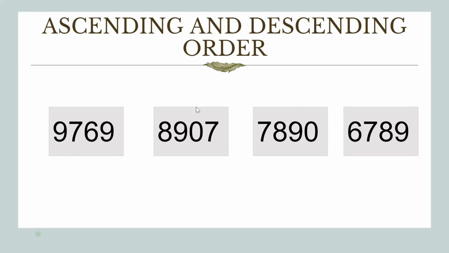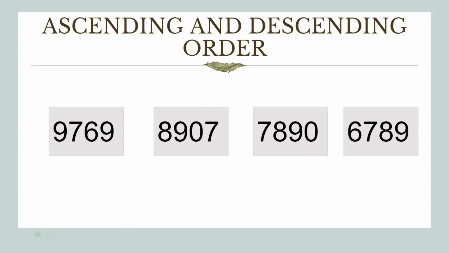Ma'am, can you explain what you had explained before? Ascending and descending order. Ascending order is when we arrange the numbers from the smallest to the largest, that becomes the ascending order. Descending order is, yes, tell me.